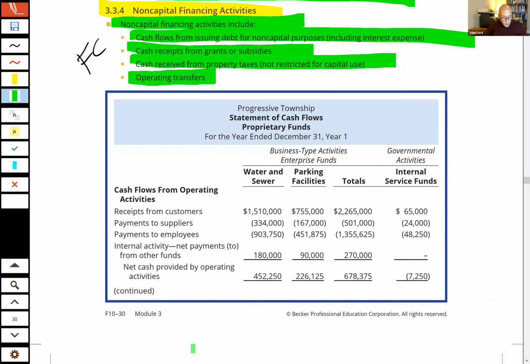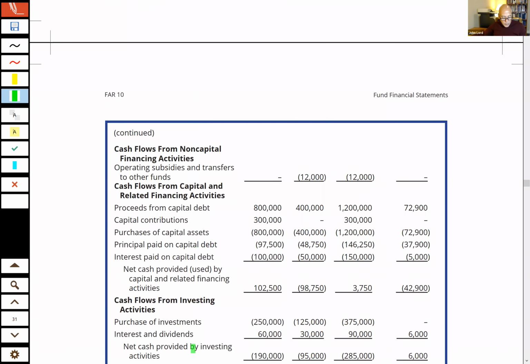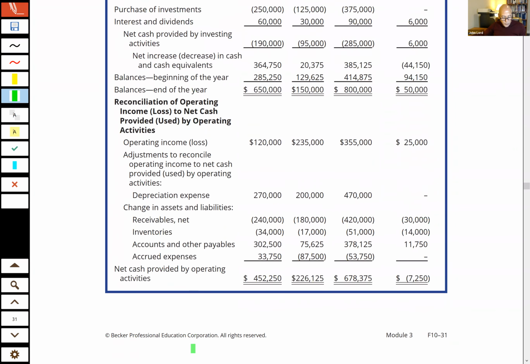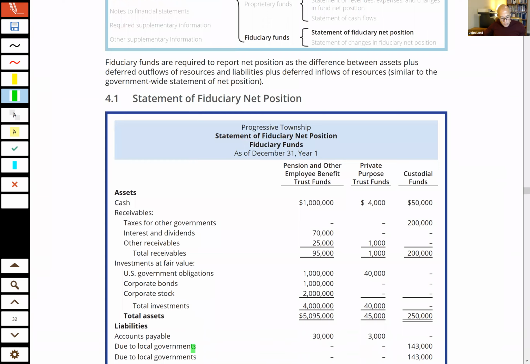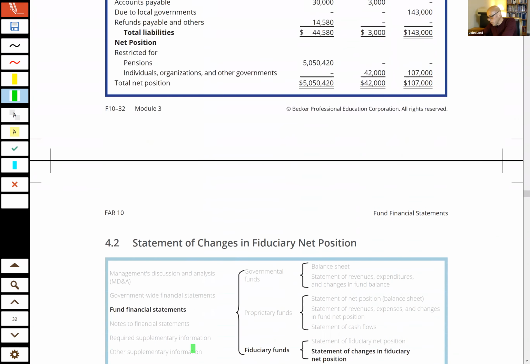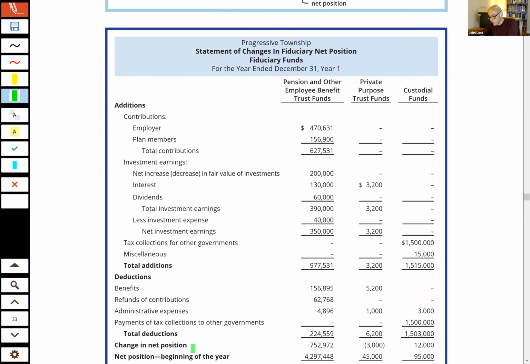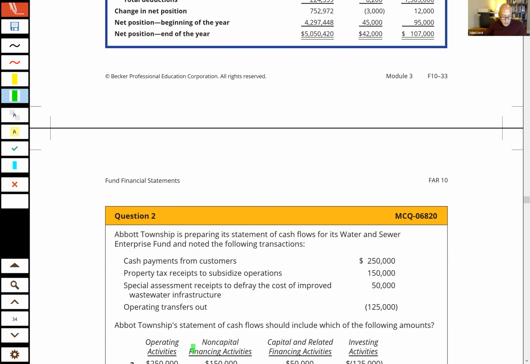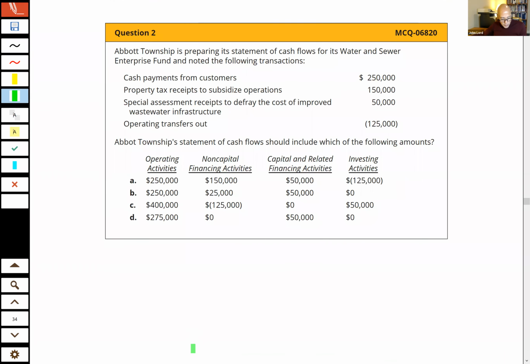Okay, all right, good. So you come over and they give you an example of what the statement of cash flows would look like here. You can look at that on your own. And then what I want to do is just jump you. We're not going to go through all the financial statements of the fiduciary funds because we already did that in the earlier chapters for government. So let's just come over and look at this question related to the statement of cash flows.